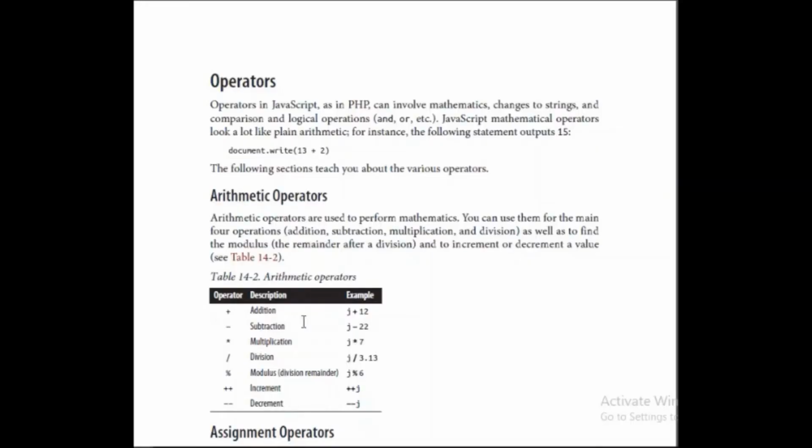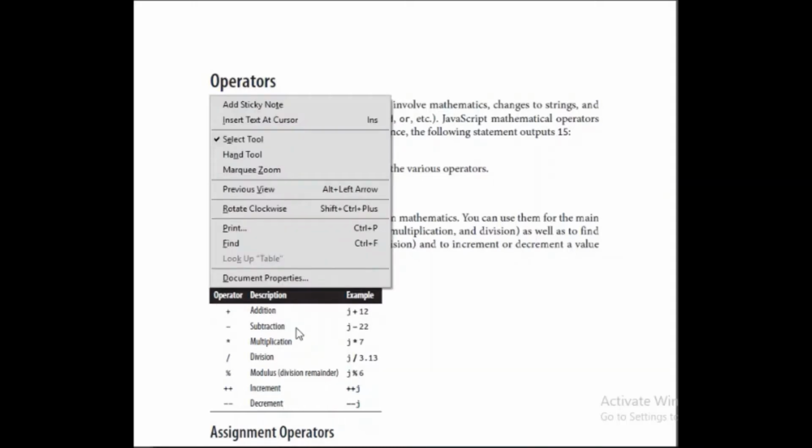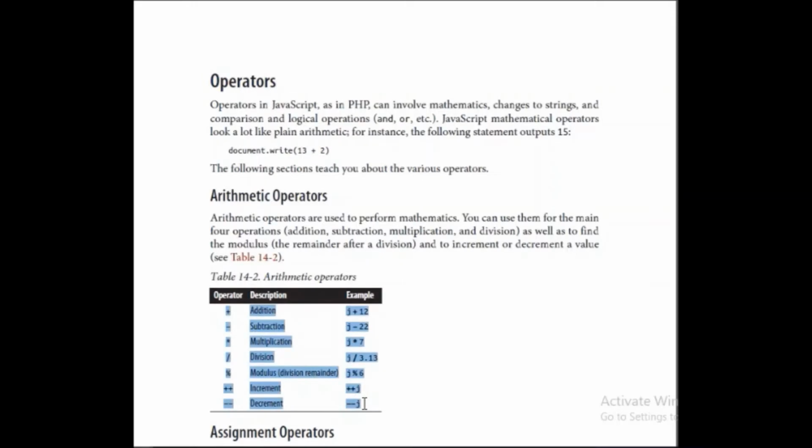So let's get started. Then we have operators. We can use a lot of operators like in any other language. This is the list of operators that we can use in JavaScript. For addition, it is plus, minus, multiplication, division. For modulus, we have this percentage sign. For increment, plus plus. For decrement, minus minus.